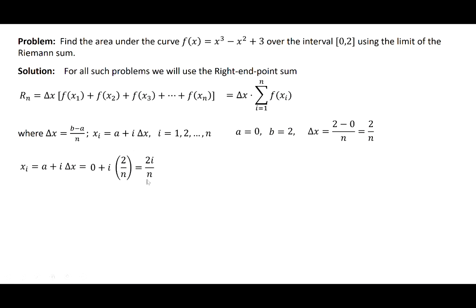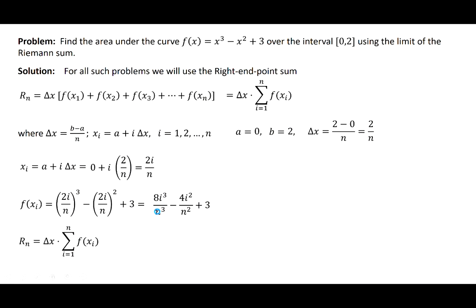But x sub i is 2i over n. We're just going to plug. Cool? So that's going to be 8i cubed over n cubed minus 4i squared over n squared plus 3. So we found f of x sub i. Great. So to find the Riemann sum, delta x, which we found to be 2 over n, times sigma of this guy, right? That's all we do.